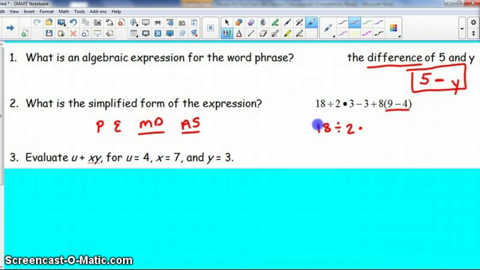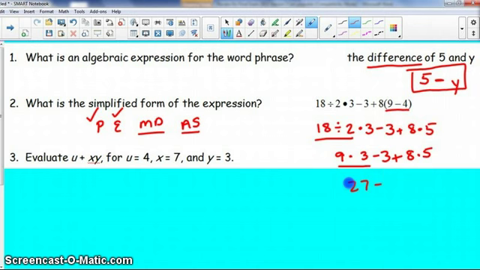18 divided by 2 times 3 minus 3 plus 8. And this means multiply by whatever we get. So times 9 minus 4 is 5. Then, so I've done parentheses, exponents. There are no exponents, so I can move on to multiplication and division. Which one comes first? In this problem, division comes first. So we're going to do that. 18 divided by 2 is 9 times 3 minus 3 plus 8 times 5. Well, then I have multiplication. 9 times 3 is 27 minus 3 plus 8 times 5.